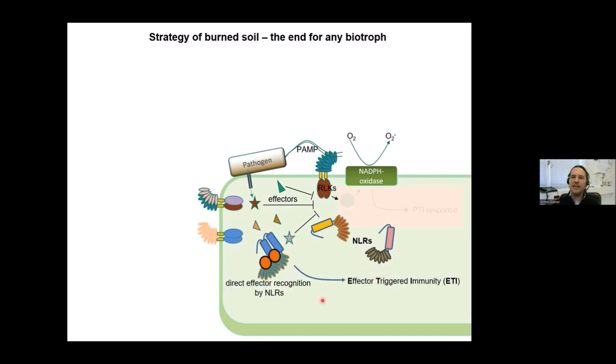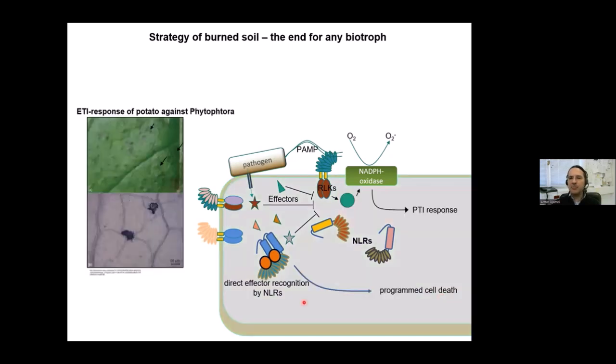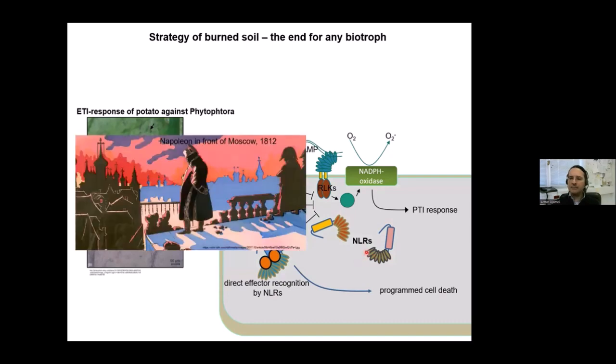It leads to an effector-triggered immunity response, which is nothing else than programmed cell death. And this programmed cell death would be like when the Russian army was escaping the Napoleon attack and Moscow was burning. So you leave nothing behind, it's all burned, and the pathogen has no advantage from the place.